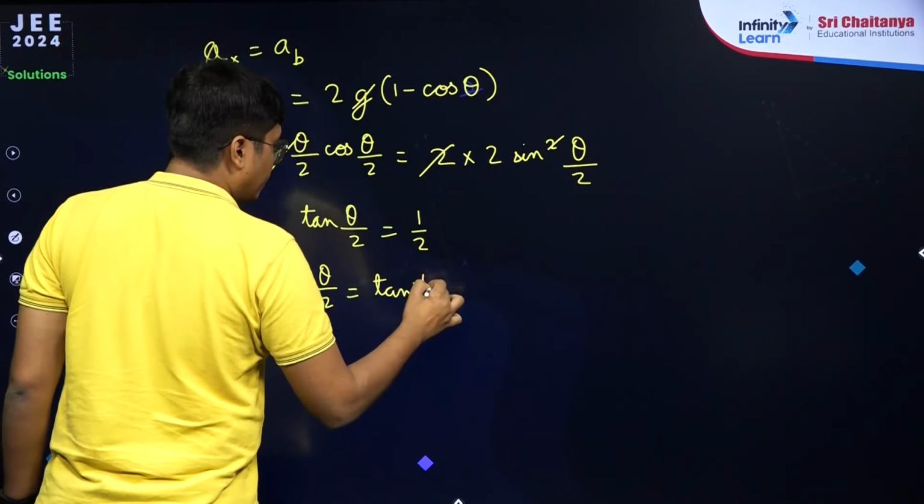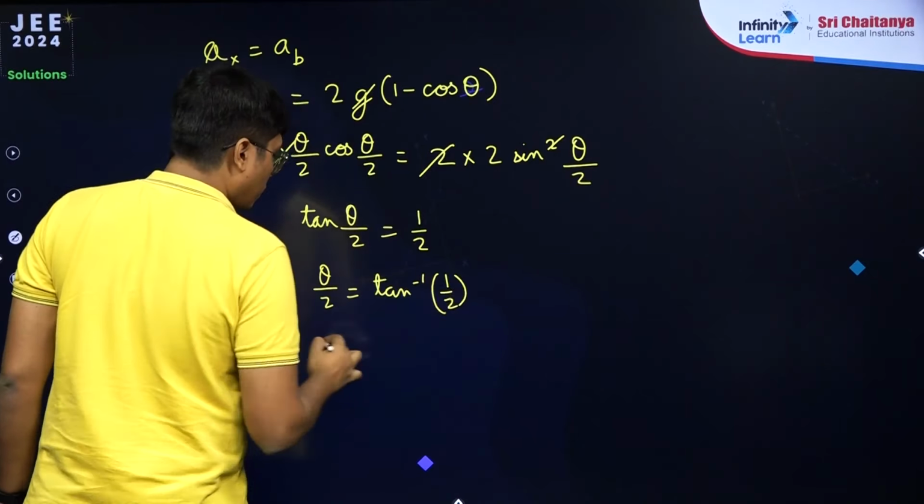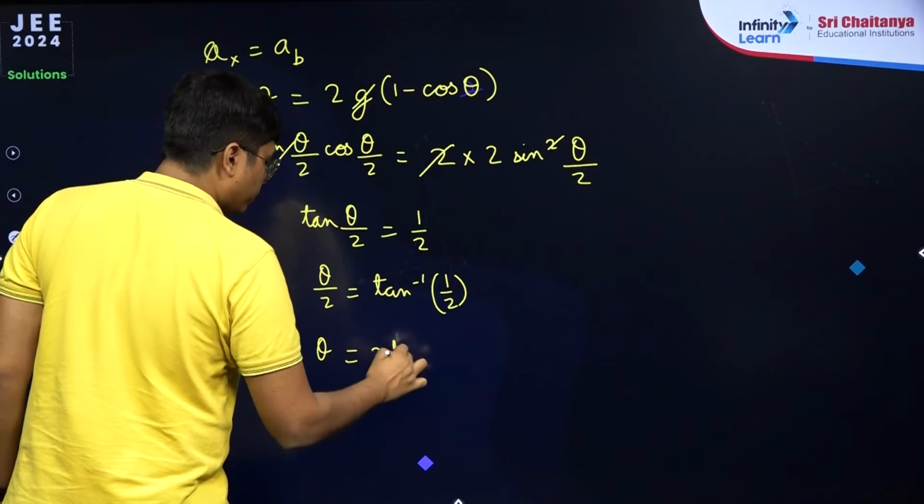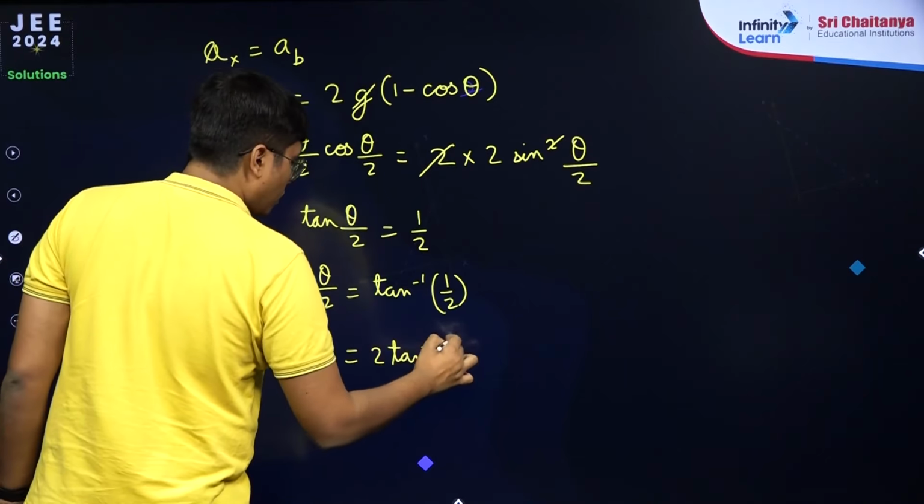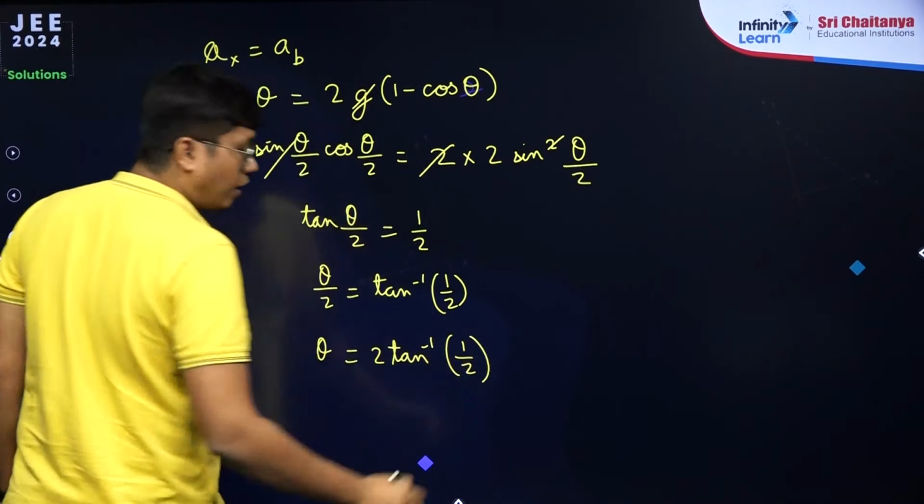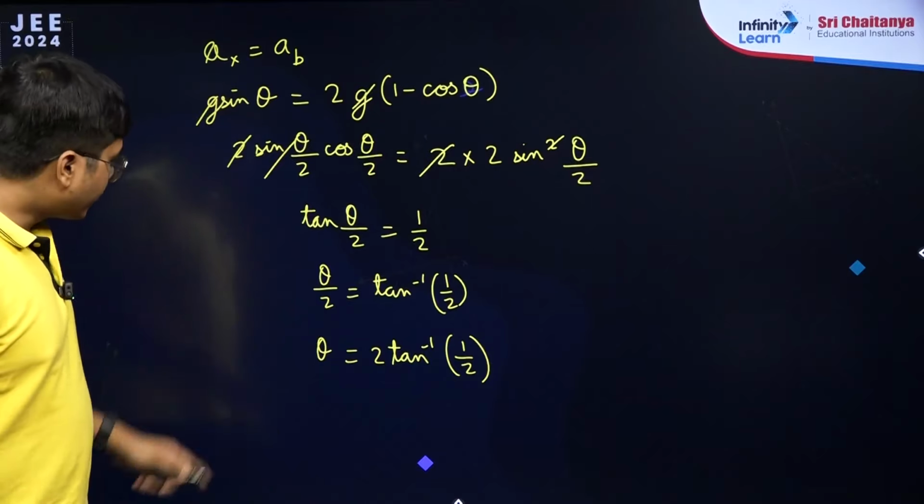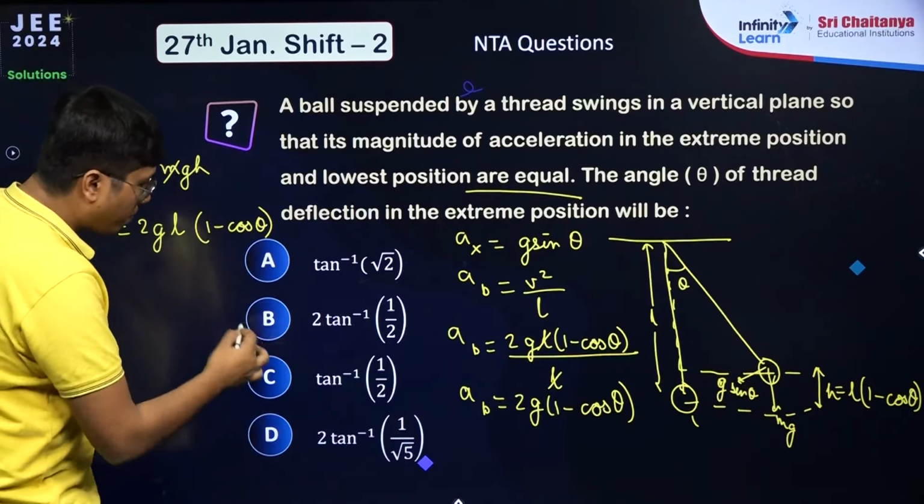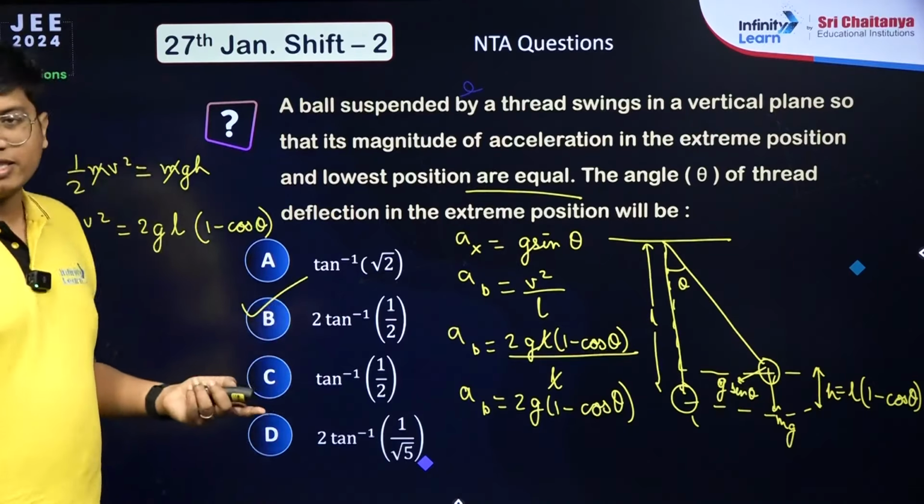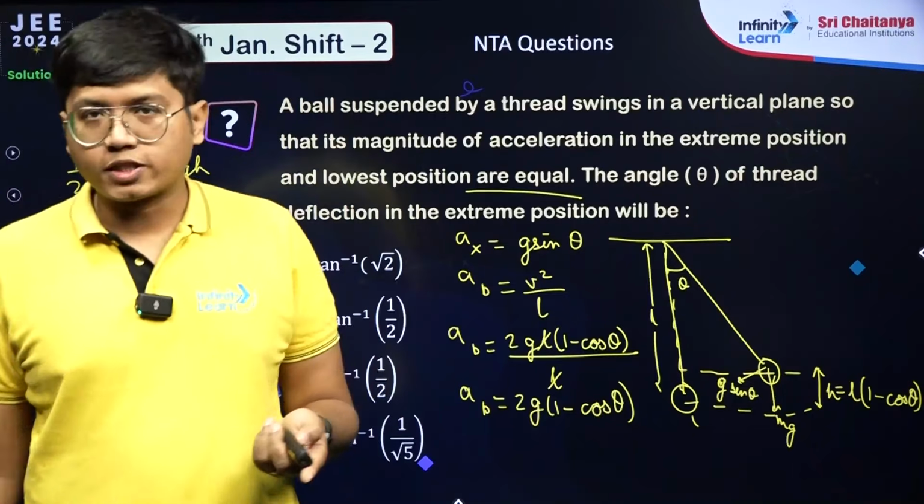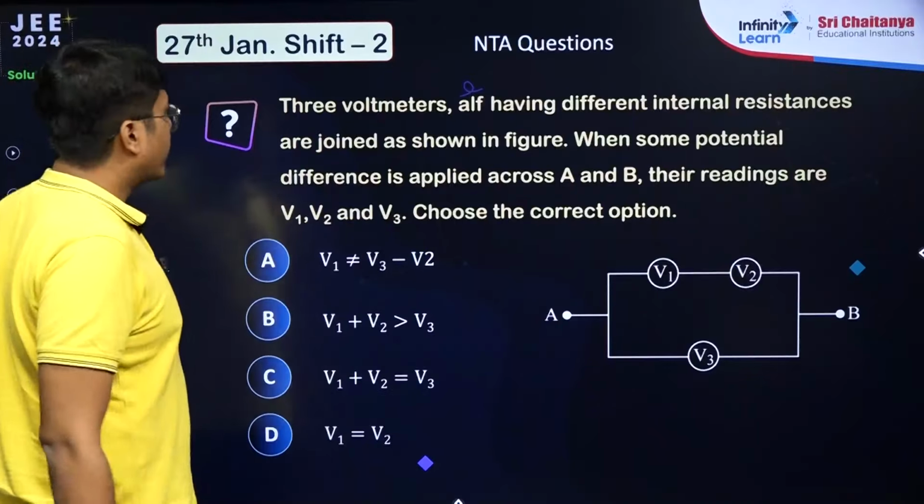is tan inverse of half, or theta is equal to 2 tan inverse of half. So the correct answer here is going to be option B. This would be considered the only slightly trickier question in this question paper. Let's move ahead to our next question.